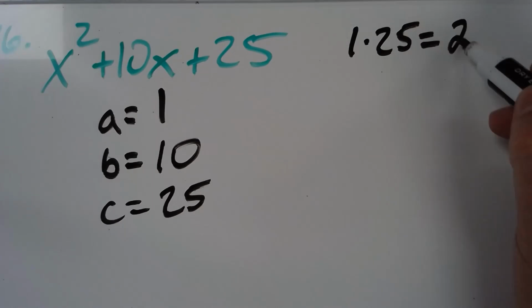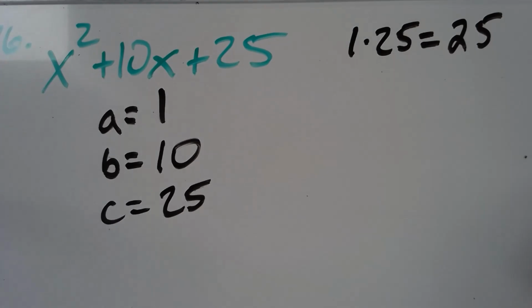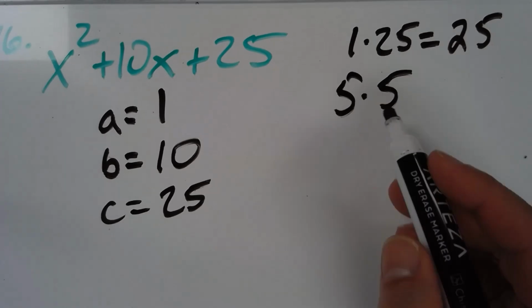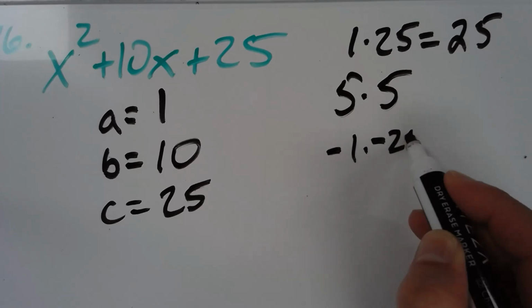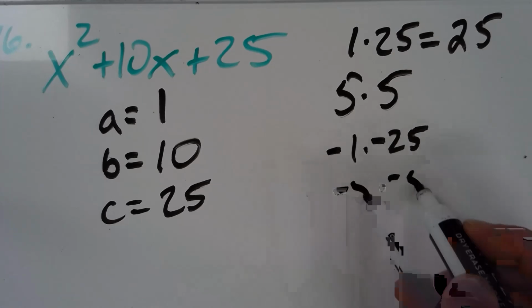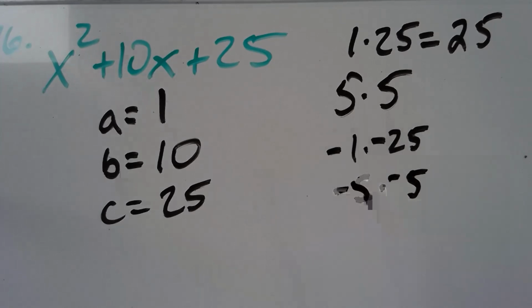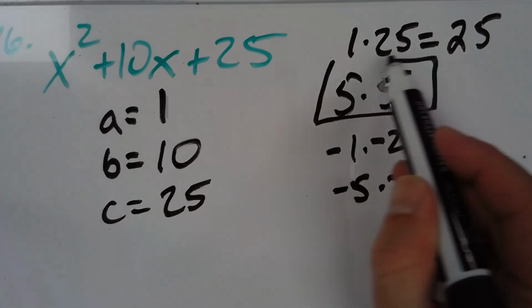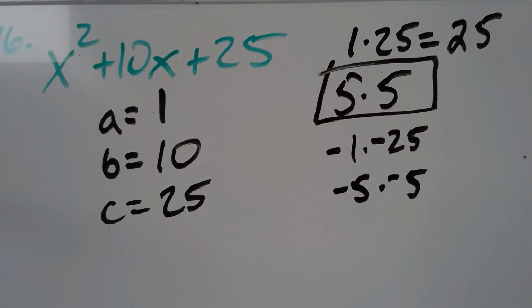Now we need to think of factors of positive 25 besides 1 and 25. 5 and 5. Now, of course, it could be negative 1 and negative 25, and negative 5 and negative 5. All of those could be true, because they all multiply to get us positive 25. But you got to find out which one adds up to positive 10. 5 and 5, those are the ones you want. It says find all the factors, but you don't need to find all the factors, you just need to find the one that works.